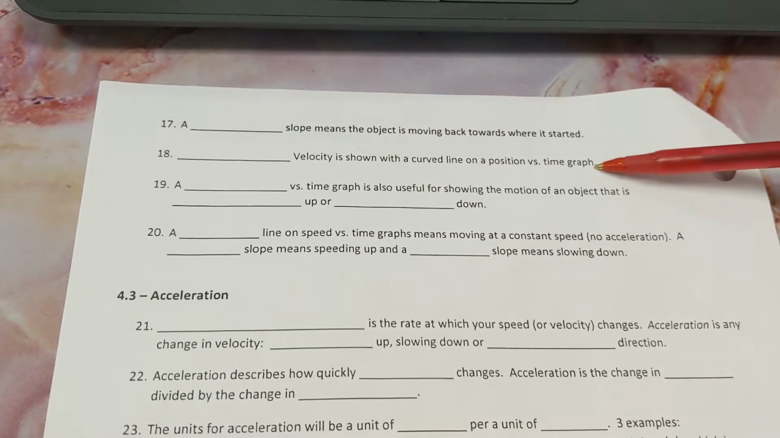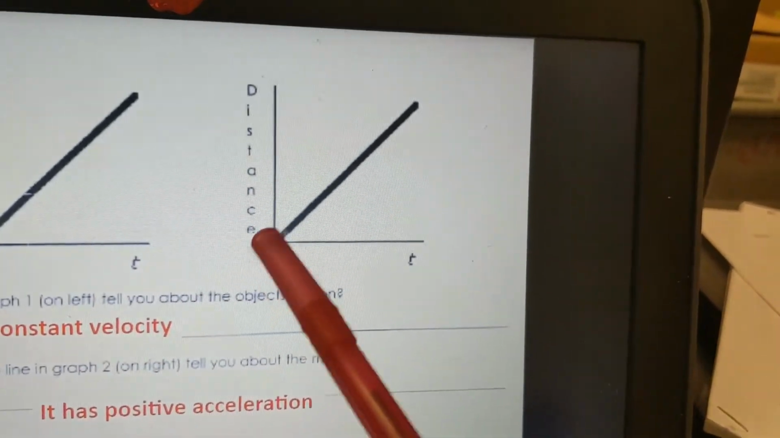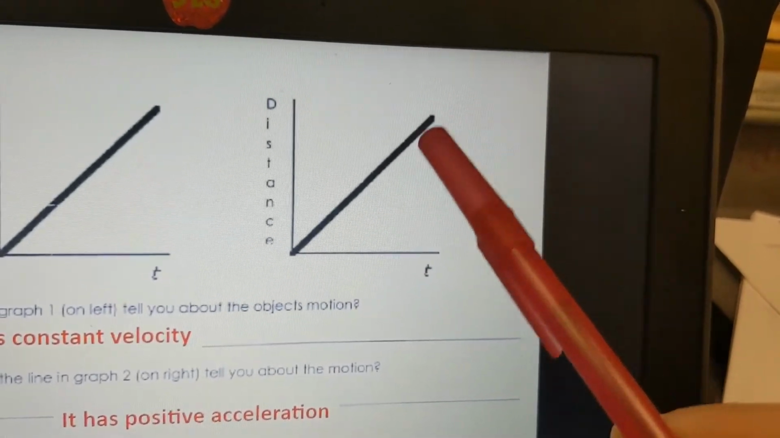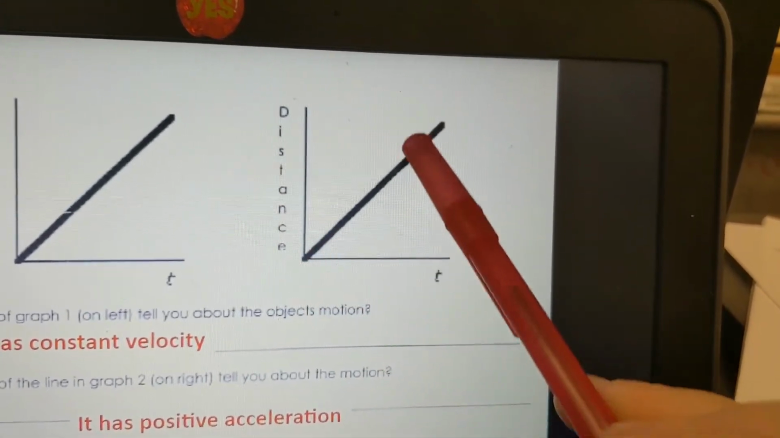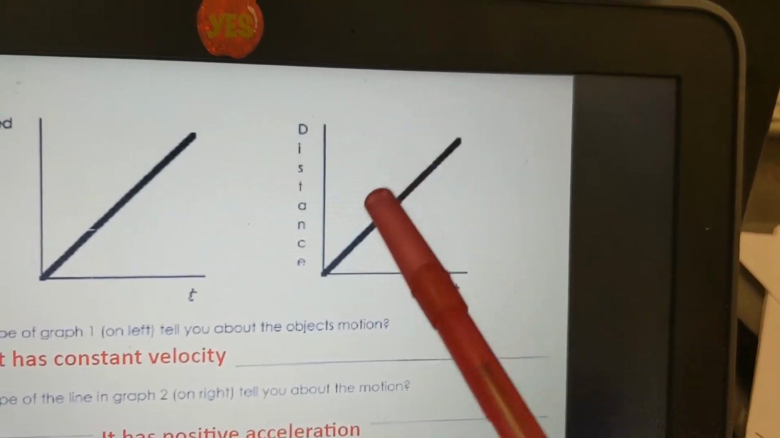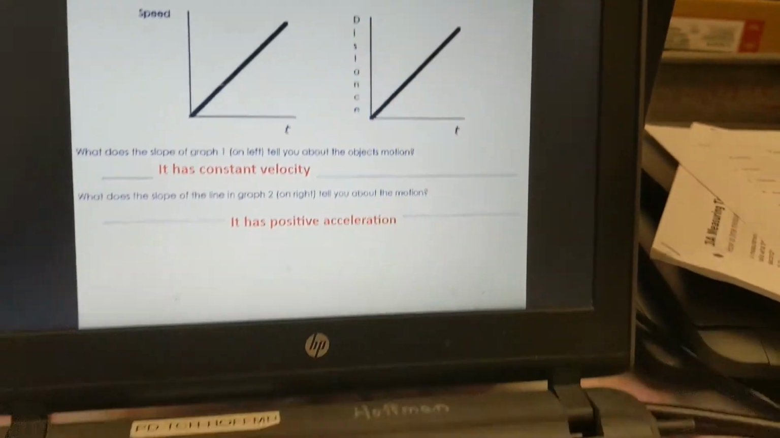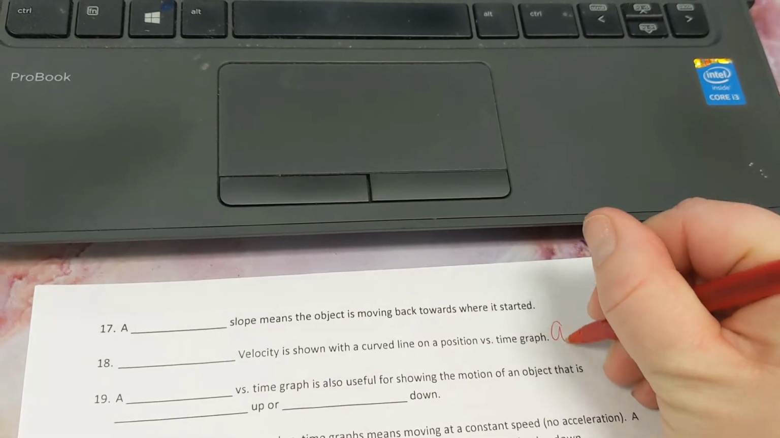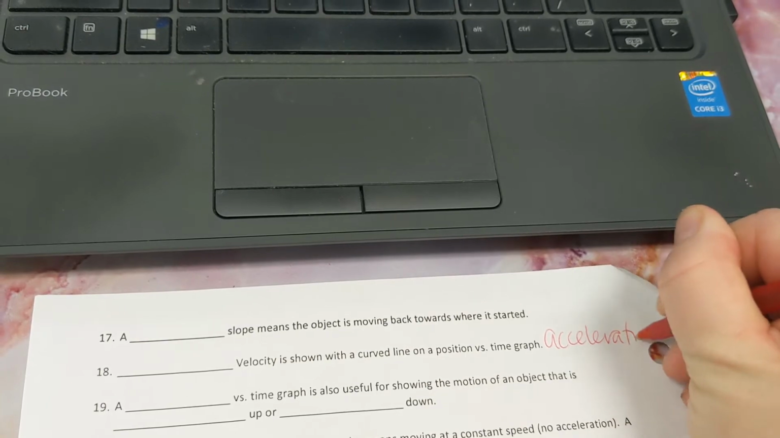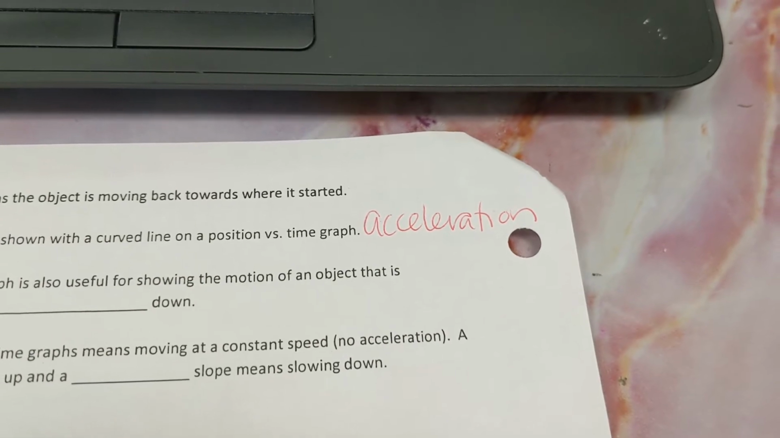Number 18, the answer for that one is actually going to be changing. Changing velocity is shown with a curved line on a position versus time graph. So going back to that graph of distance or position versus time, if this is representing constant speed because it has a flat line. If it were a curved line, then distance is changing at a rate that is not constant. In other words, your speed is changing. And the word for that is acceleration. So even though the word changing goes here for number 18, off to the side here you could write the word acceleration to describe changing speed over time.